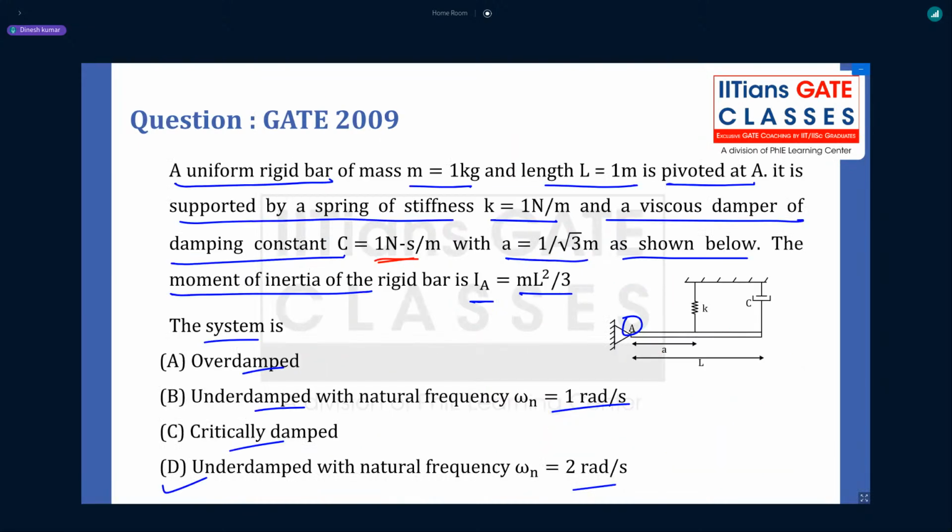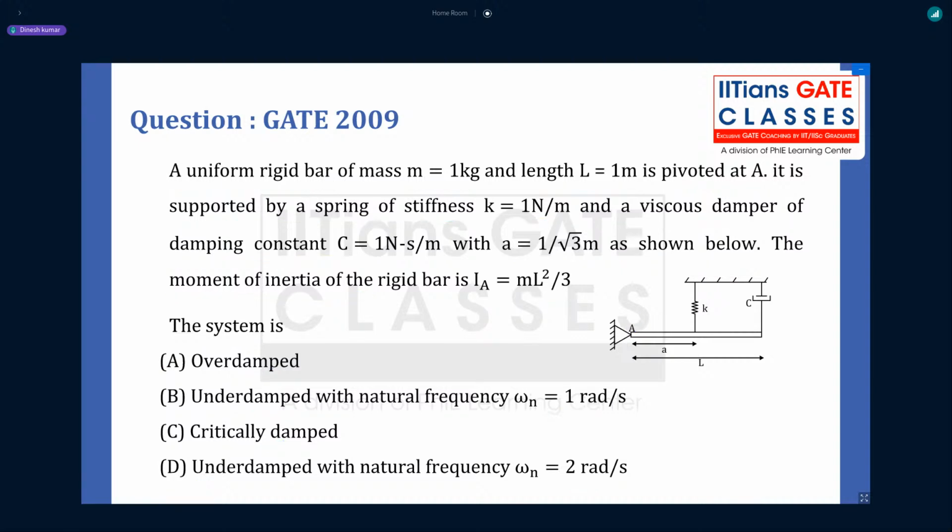Now, which is the correct answer? Vignesh, Prithvi. What is the correct answer now? A is the correct answer. A is the correct answer. Now, what mistake, Prithvi, people do? What people do mistake? Anyone can tell? Usually, what people do mistake?